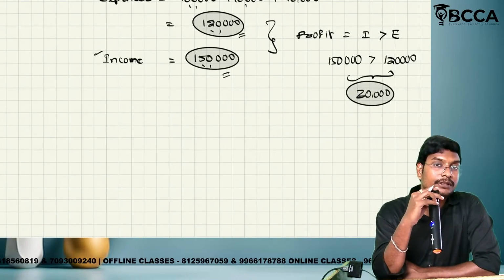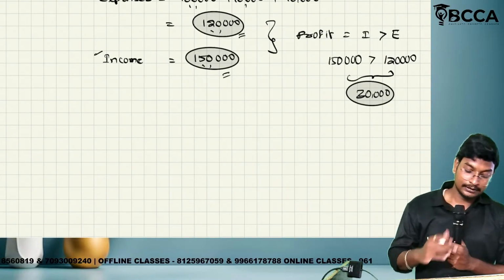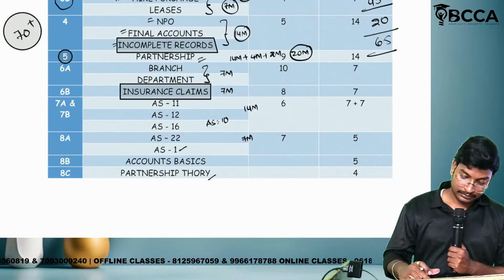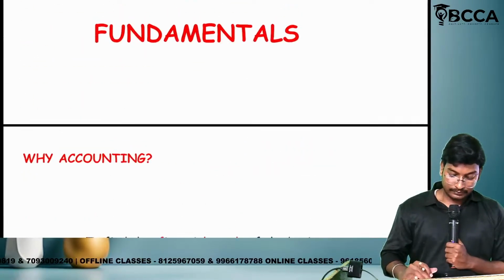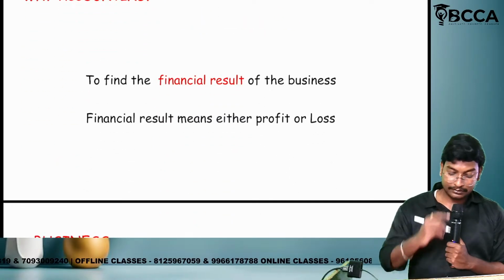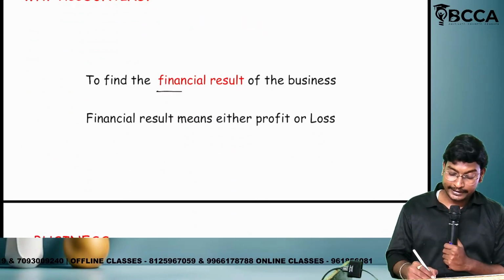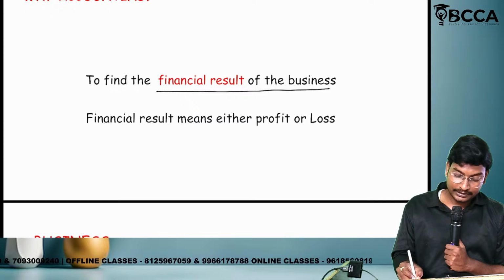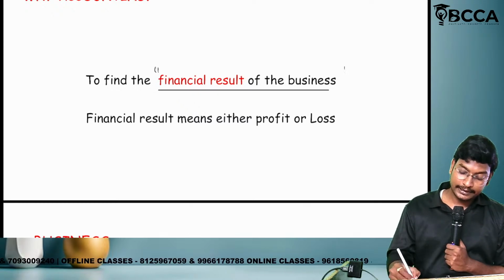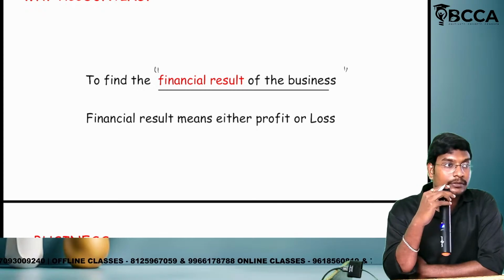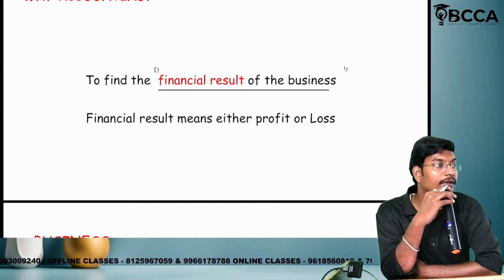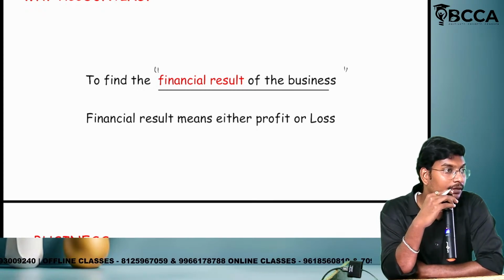What is the main objective of financial accounting, sir? The main objective of financial accounting is to find out the financial result of the business. So we have to think in the accounts, not only the financial accounting. In the accounts, generally we have to think from the point of view of business.